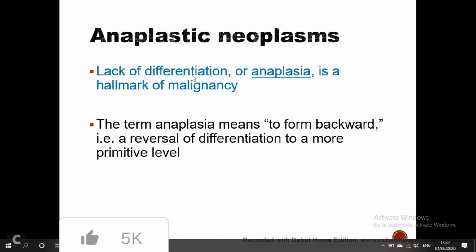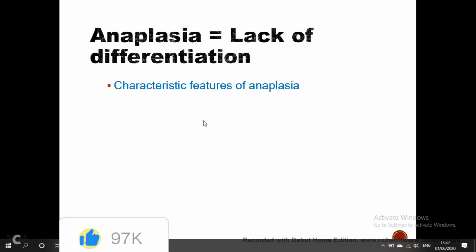So lack of differentiation is known as anaplasia. And the next important point on this slide is that it is a hallmark of malignancy. Hallmark of malignancy is not dysplasia. Hallmark of malignancy is not metastasis. Hallmark of malignancy is not invasion. It is anaplasia. Now, what is anaplasia? Lack of differentiation, de-differentiation.